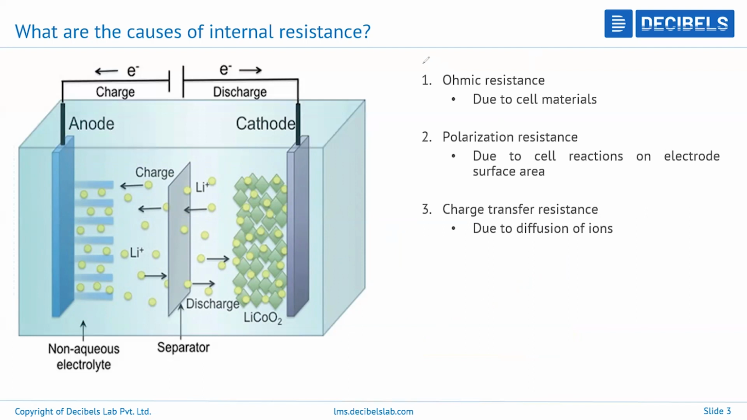So overall, these are the three classifications, or types, of resistance present inside any electrochemical cell. And particular to the lithium ion cell, we will see that this polarization resistance is very pronounced. It is more significant in this type of cell. So we will solve two examples later on. You will see how the polarization resistance actually causes the voltage to behave. So these are the causes, and also the types, or classifications, of internal resistance.